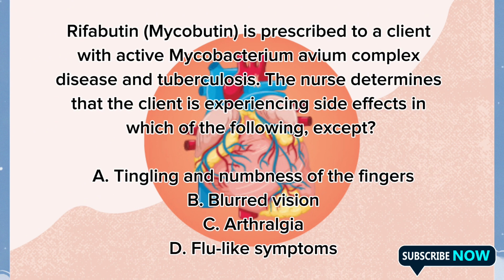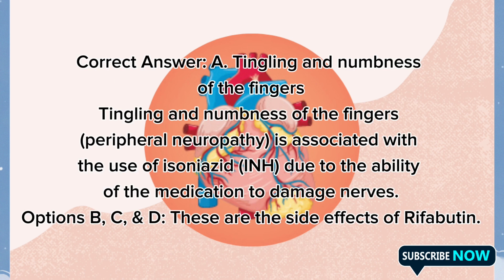Rifabutin (Mycobutin) is prescribed to a client with active Mycobacterium avium complex disease and tuberculosis. The nurse determines that the client is experiencing side effects in which of the following except: correct answer, A. Tingling and numbness of the fingers. Peripheral neuropathy is associated with the use of isoniazid due to the ability of the medication to damage nerves.